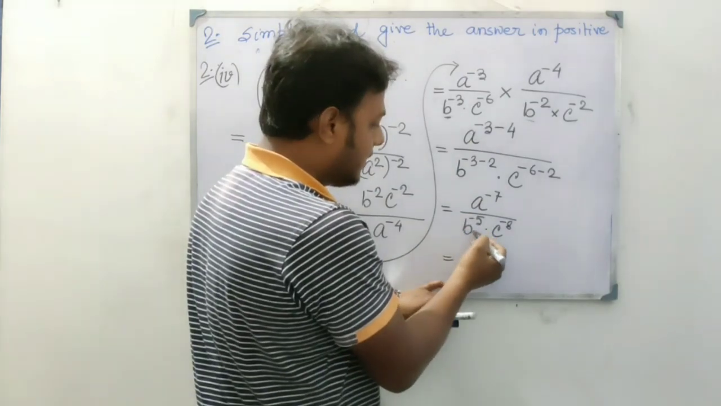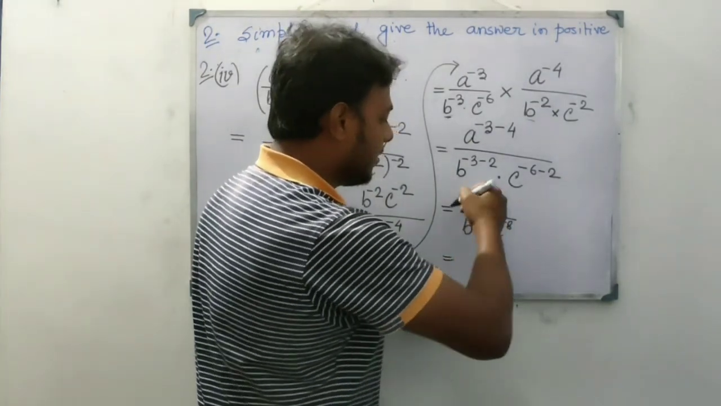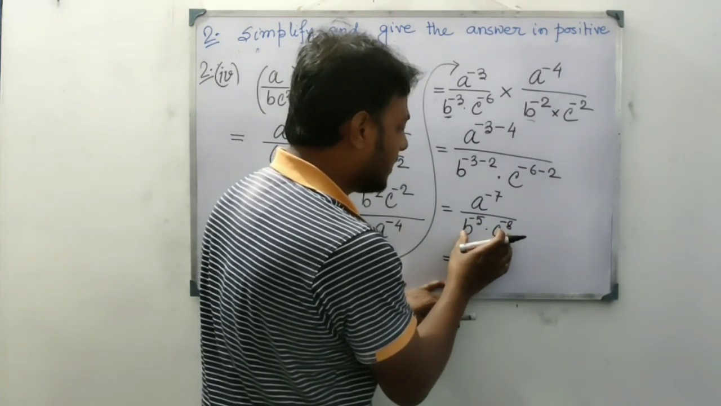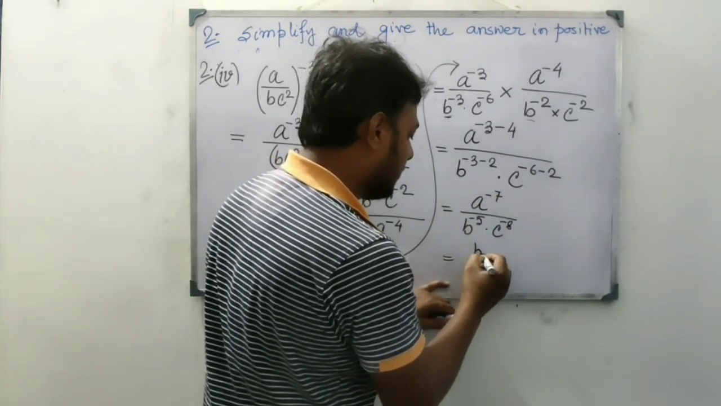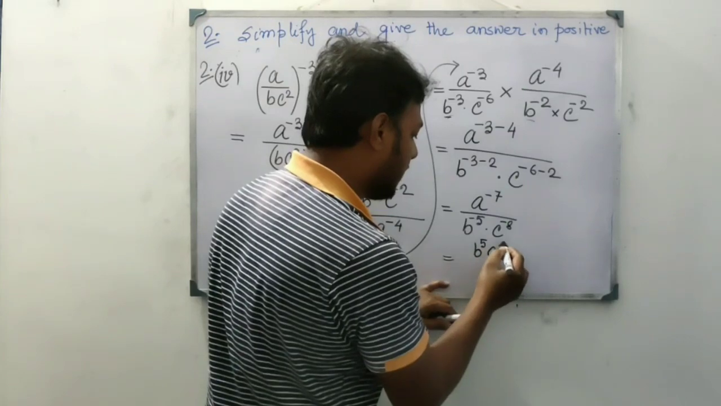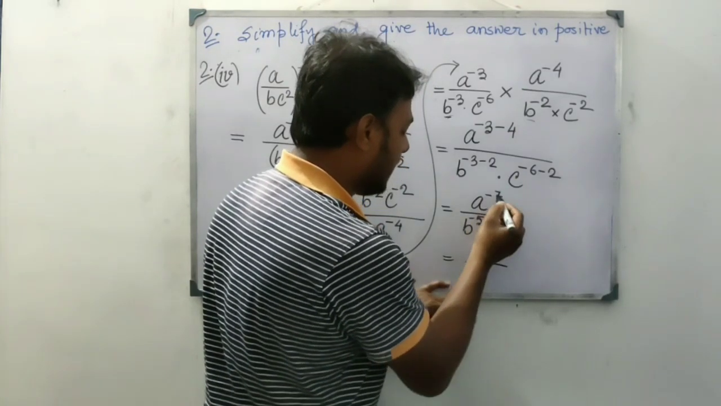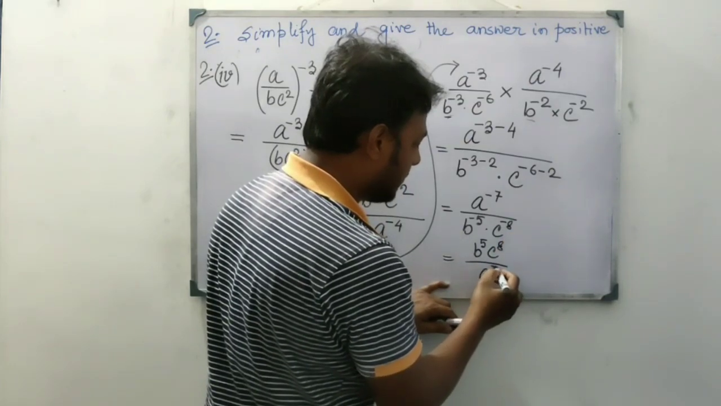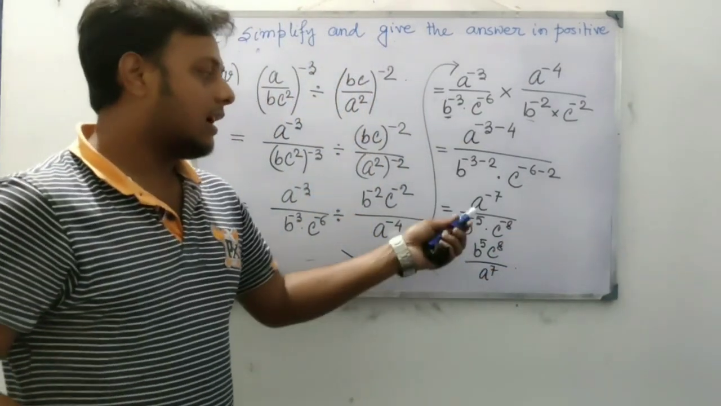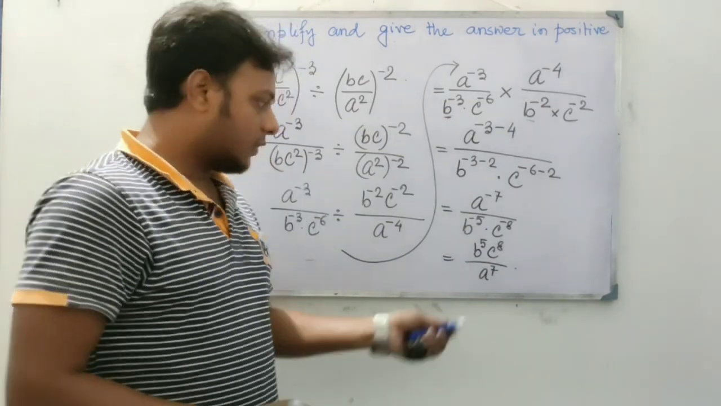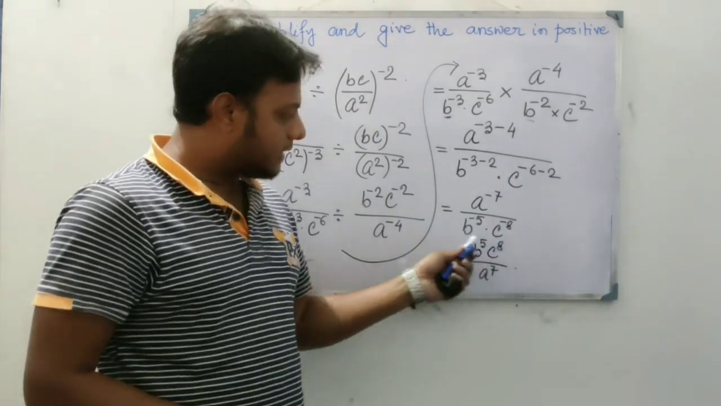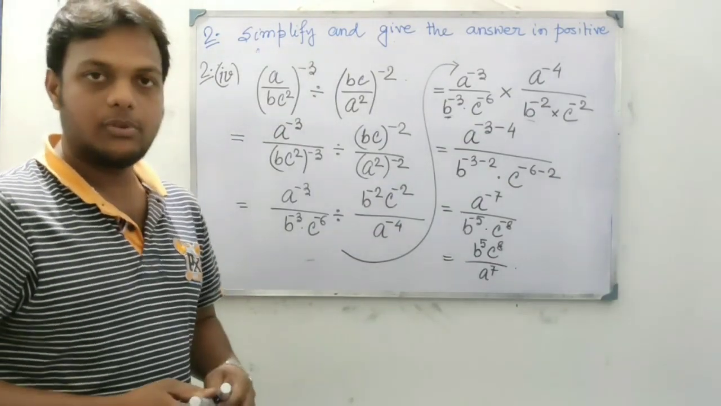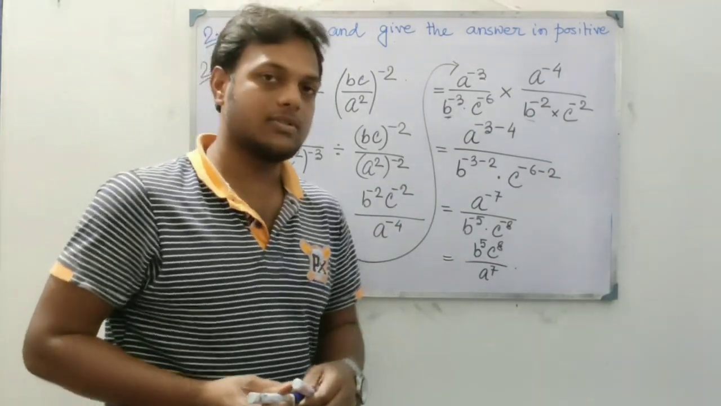So if we write b to the 5 in numerator, then it will change. These two terms are negative, so if we consider these terms in numerator, then it will be b to the 5 and c to the power 8. And this a to the power 7 considered in denominator, then it will be a to the power 7. I have applied the short trick. Now all the indices are positive, so this is the answer. Hope you understood all the solution.